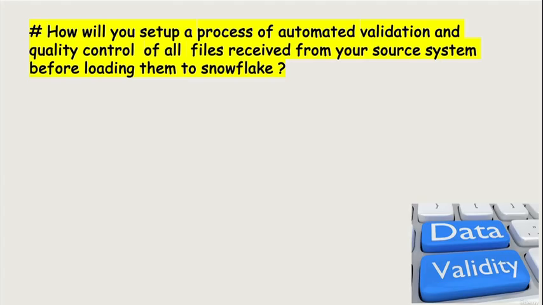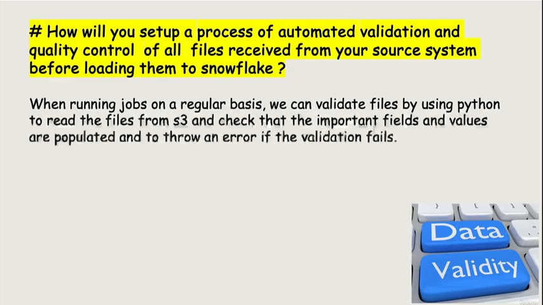How will you set up a process of automated validation and quality control of all files received from your source system before loading them to Snowflake? When running a job on a regular basis, we can validate files by using Python to read the files from S3 and check that the important fields and values are populated, and to throw an error if the validation fails.